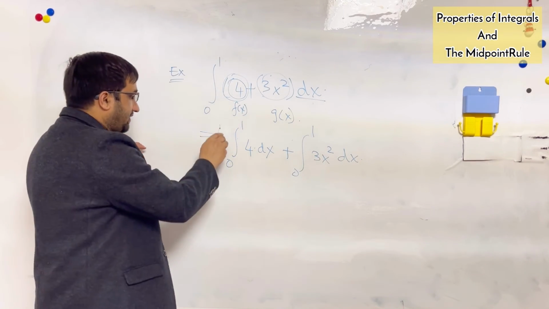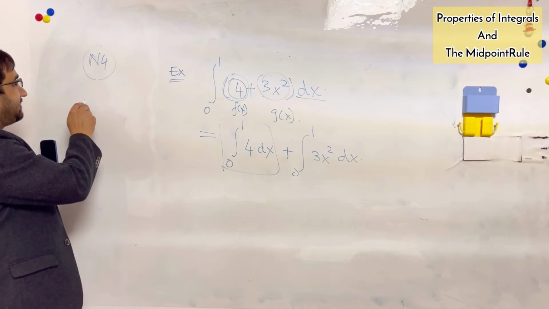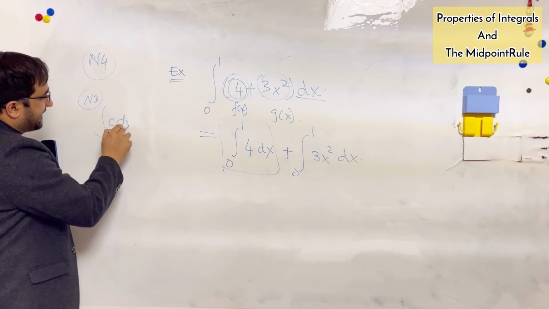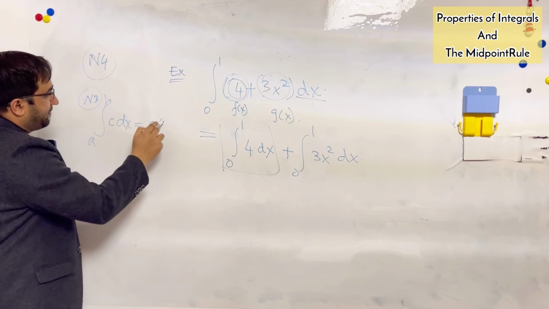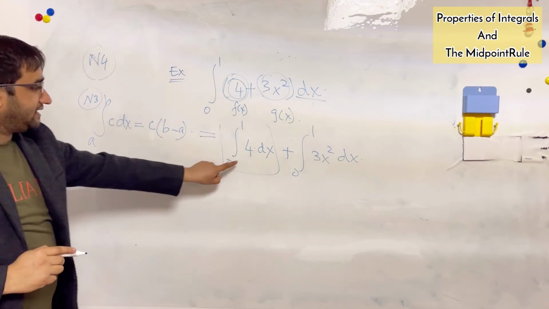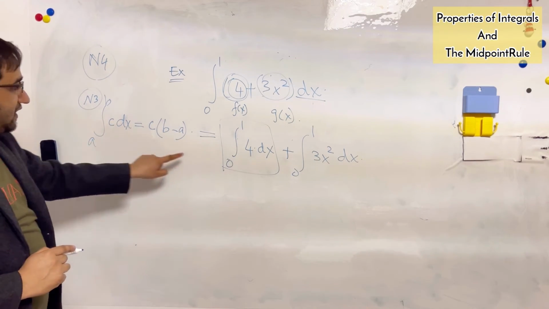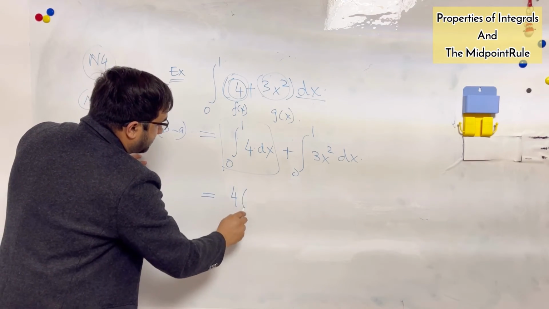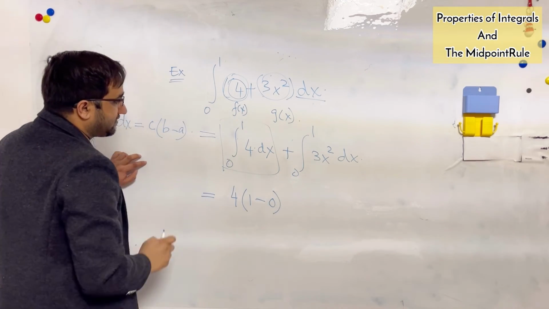Now the second step, if you go back, we had maybe N3, and it said that if you have a constant into dx, a to b, then you can write it as this constant into b minus a. So here, the same situation, we have a constant 4 into dx. So we can apply this formula here for the first integral. So it becomes 4 times b, which is 1, minus a, which is 0. So this integral is solved here.